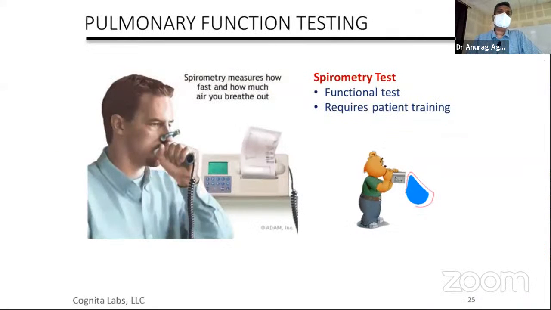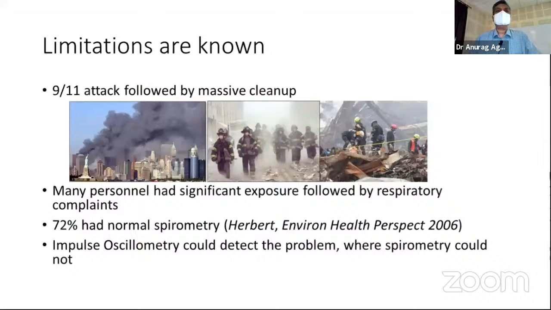And I'll tell you now, coming back to why we use this in pulmonary function testing. Now, obviously, my PhD is in physiology. I'm very fond of PFTs, and all of you know this. This is 9/11. So many of these people doing the cleanup had significant exposure and they had respiratory complaints. 72% of them had absolutely normal spirometry. So significant clinical complaints, absolutely normal spirometry, and a huge pretest probability of having a problem. So impulse oscillometry showed that these people actually had a problem.